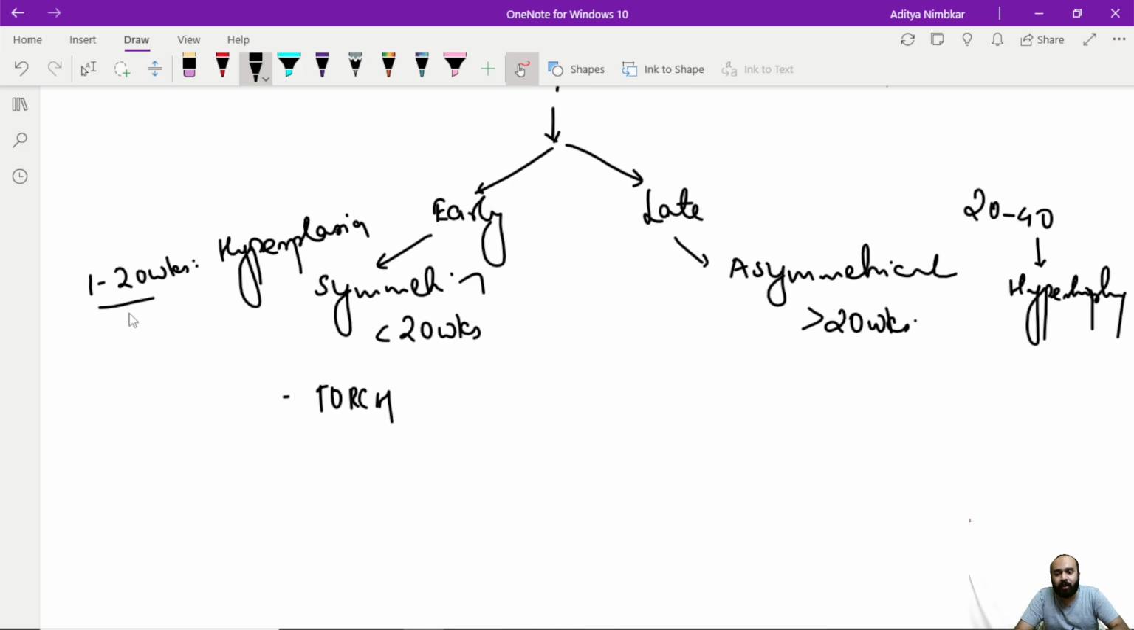So whenever there is something that affects the first 20 weeks, the total number of cells are going to be reduced. Whenever there is reduction in the total number of cells, that will lead to equal reduction in the head as well as in the abdomen. That leads to symmetrical FGR.